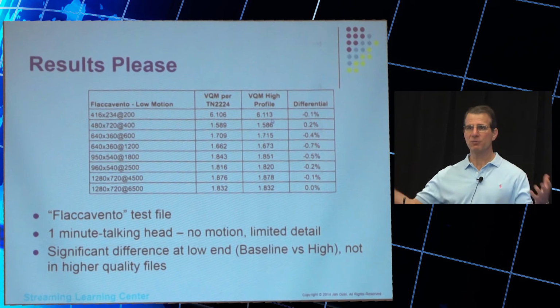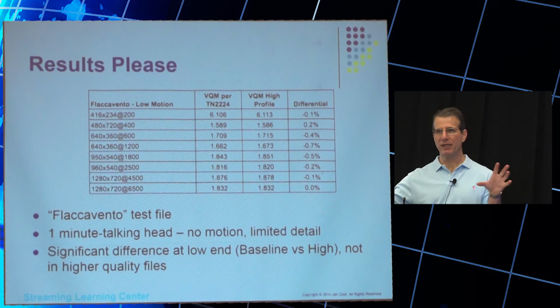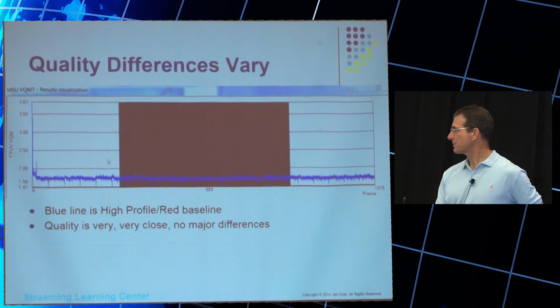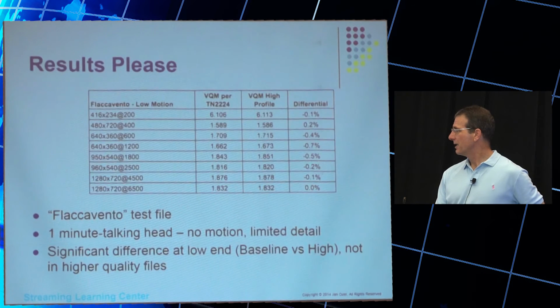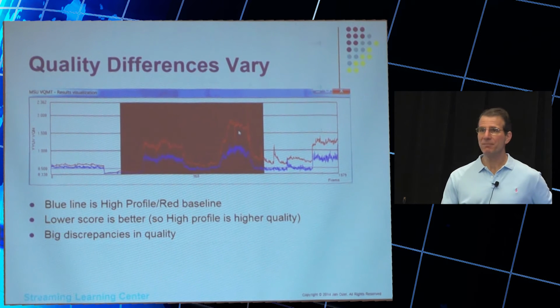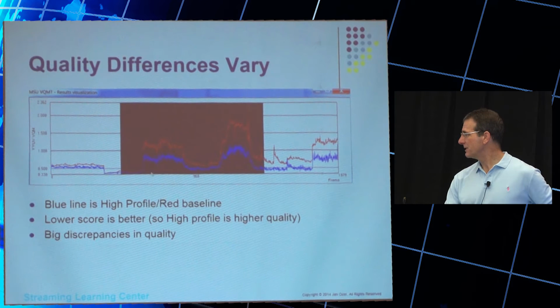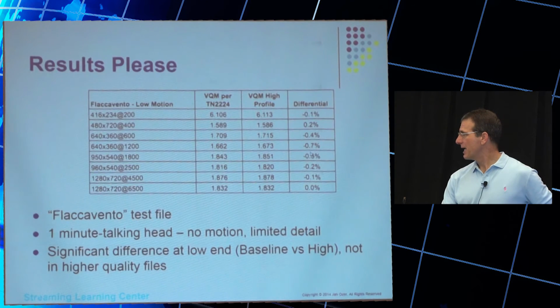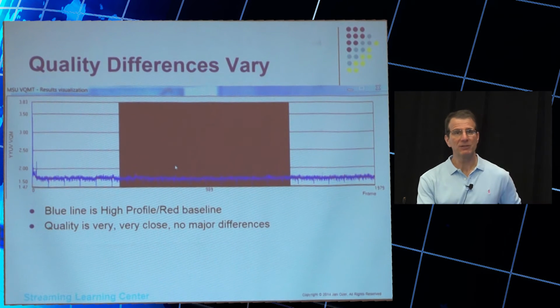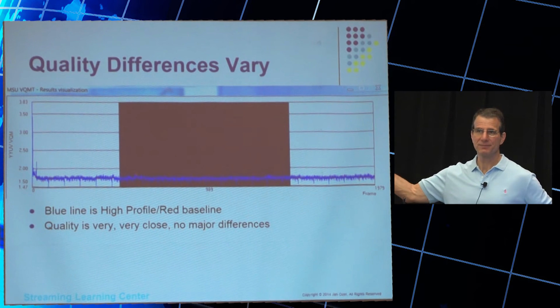On the other hand, if you're shooting sports, if you're shooting high motion, if there's a lot of variability in your scenes, you will see a lot of difference. So this is the difference between the high and baseline profile in a file with a lot of motion and scene variability, and we see big gaps here. This gap tells me there's a big difference in quality here, big difference here, big difference here, and this is what it looks like with the low motion sequence. There's almost no difference between the quality. Everybody get this? Pretty cool tool.